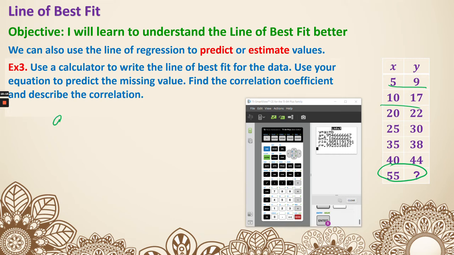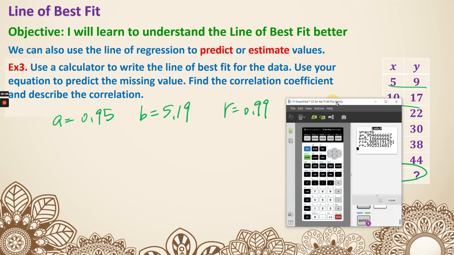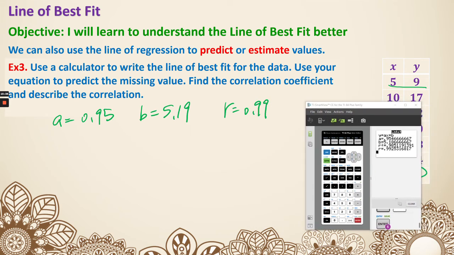For this question, my A is going to be 0.95. My B is going to be 5.19. And my R is going to be 0.99. So that means I have a very strong correlation again, a strong positive correlation. But before we get to that, let's write down the equation. y equals 0.95x plus 5.19, and it is a strong positive correlation.